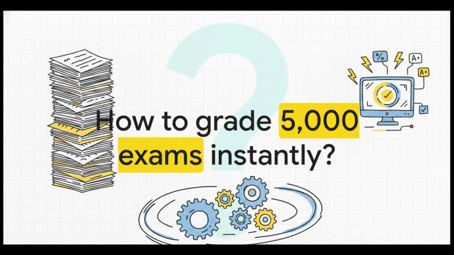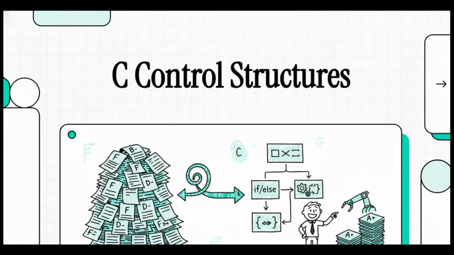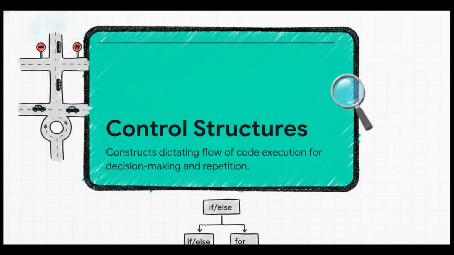Well, the answer lies in the fundamental logic of computer programming. Welcome to this explainer. Today, we're going to learn exactly how to solve massive, repetitive tasks, like our monumental grading challenge, using foundational code logic in the C programming language. We're zeroing in on C control structures, which are basically the absolute backbone of automating the tedious parts of our lives. To really get how this works, we need to nail down what these structures actually are.